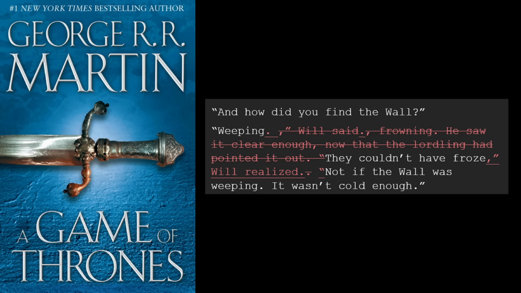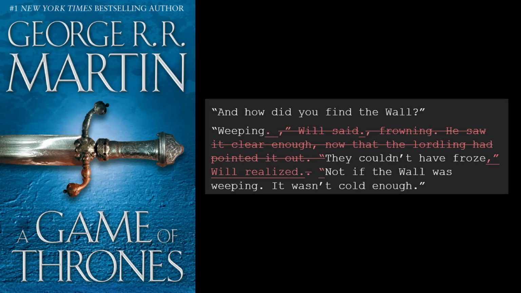It wasn't cold enough. We're telling the reader that Will is making the connection, and to me this is just kind of obvious. We can still point out that Will is realizing things without doing it in this very complicated way. We can do it with 2 words instead of 2 sentences.